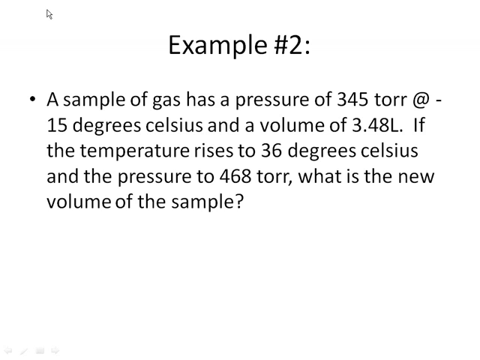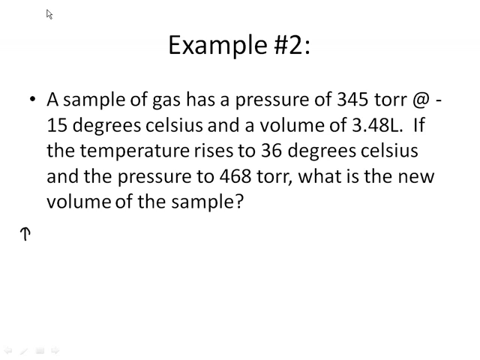So let's read the problem. It says a sample of gas has a pressure of 345 torr at negative 15 degrees Celsius and a volume of 3.48 liters. If the temperature rises to 36 degrees Celsius and the pressure to 468 torr, what is the new volume of the sample? So with these types of problems, you're given lots of information, and it's a good idea to sort it out into what's happening, what the sample of gas started at as conditions number 1, and then what the new conditions are, so conditions number 2, after those changes have been made.